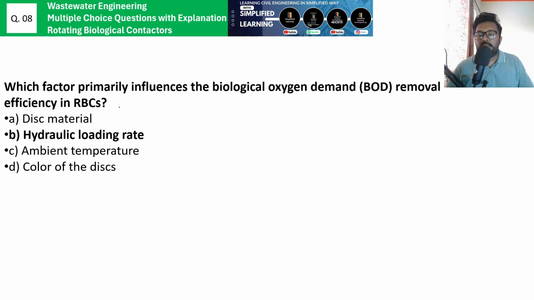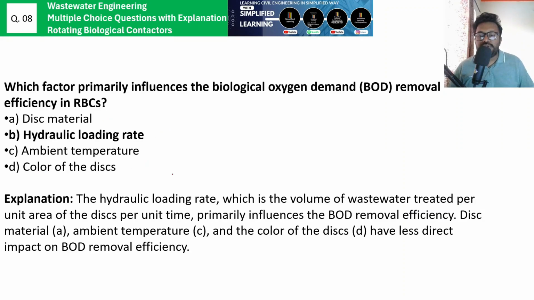Then which factor primarily influences the BOD removal efficiency in RBC? It is not disc material, not ambient temperature, nor color. It is kind of a silly option given over here. Hydraulic loading rate is going to play the crucial role in the BOD removal efficiency, because hydraulic loading rate, HLR, is the volume of wastewater treated per unit area of the disc per unit time. It is going to primarily influence what will be the efficiency of RBC in removal of BOD.